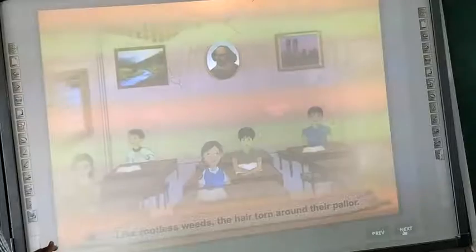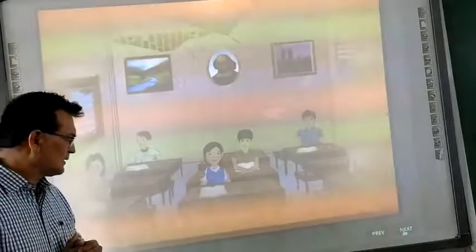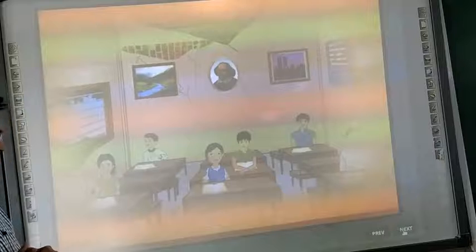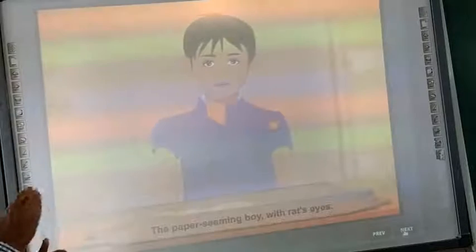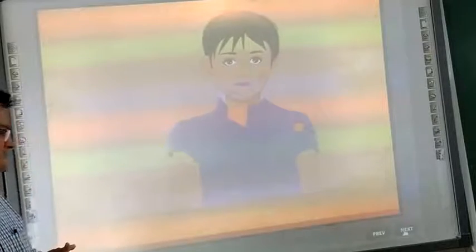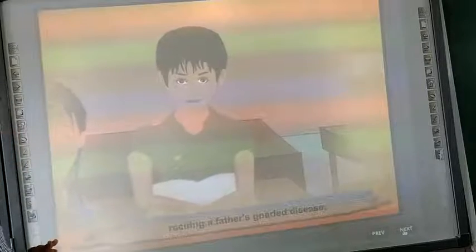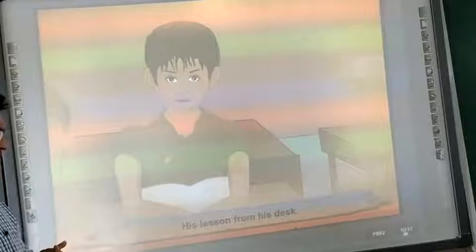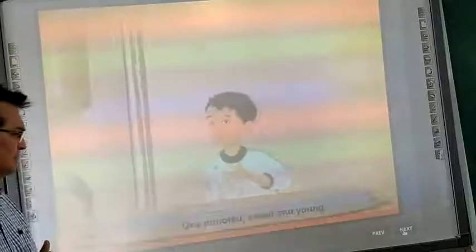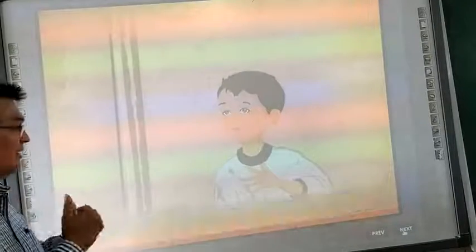Far, far from gusty waves, the children's faces, like rootless weeds, the hair torn around their tangle. The tall girl with a weighed down head, the paper-swimming boy with rat's eyes, the stunted, unlucky heir of twisted bones, reciting his father's gnarled disease, his lesson from his desk. At back of the dim class, one unnoted, sweet and young.